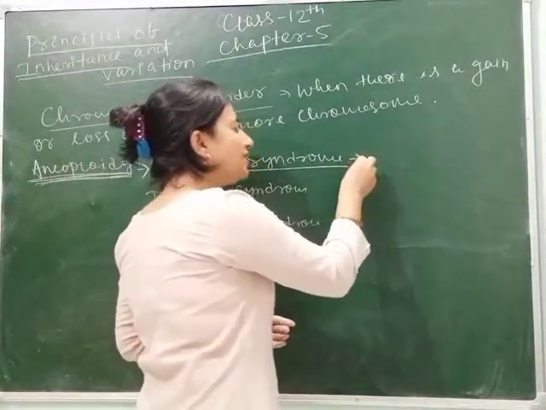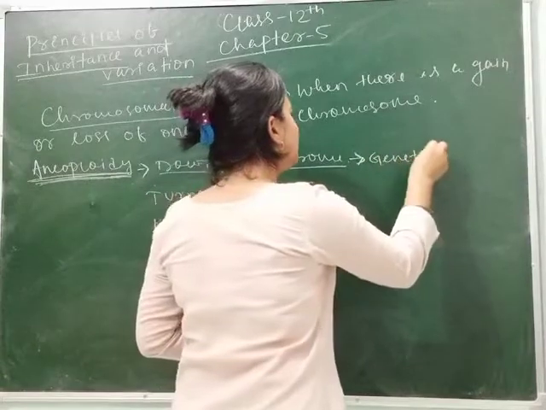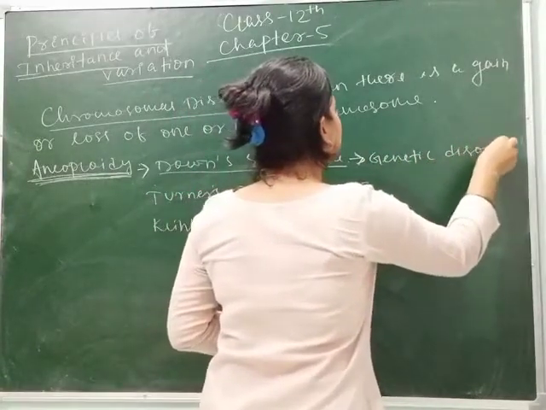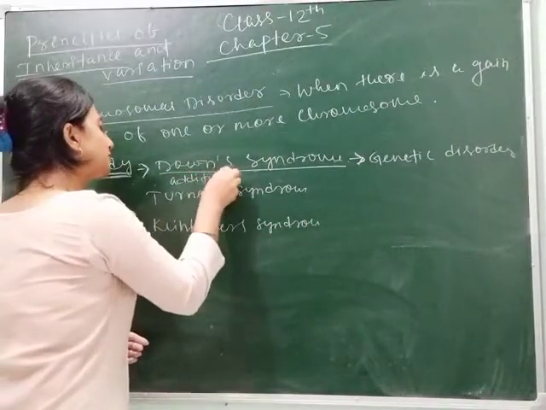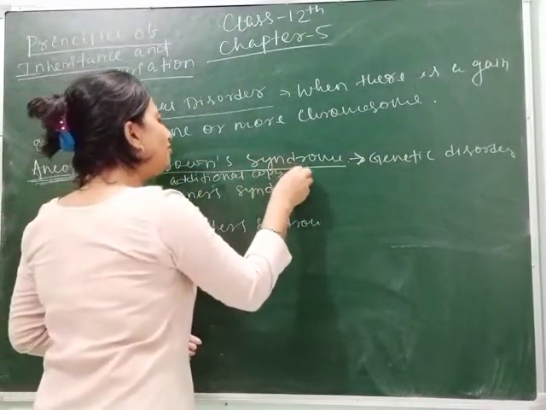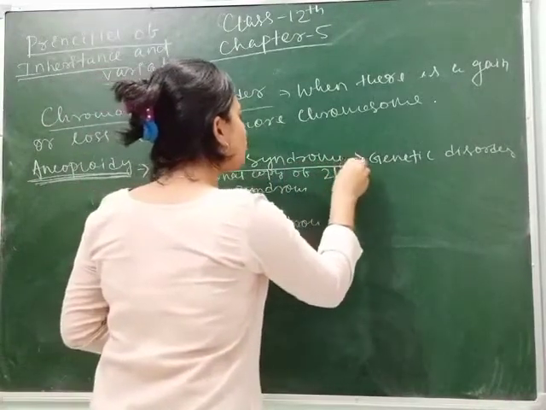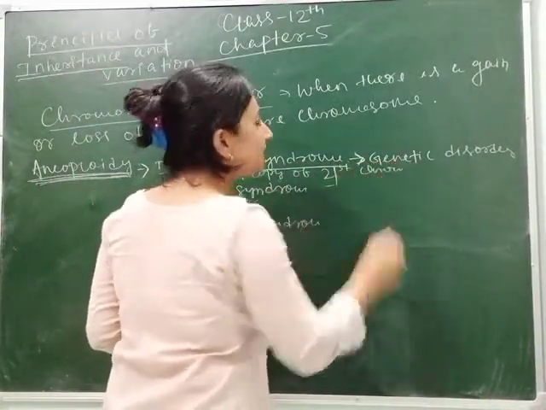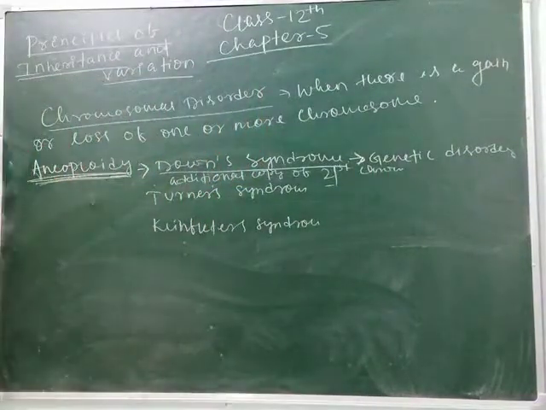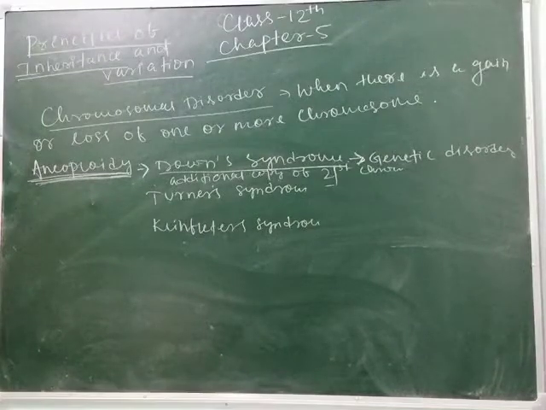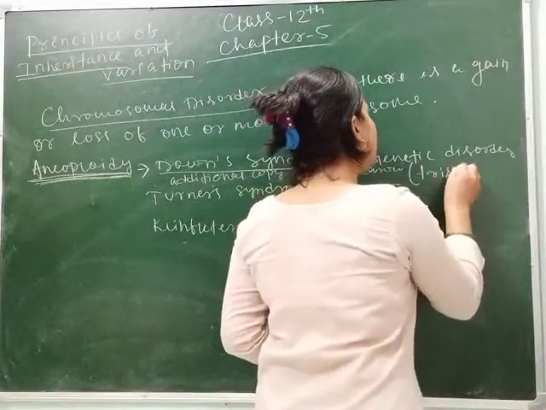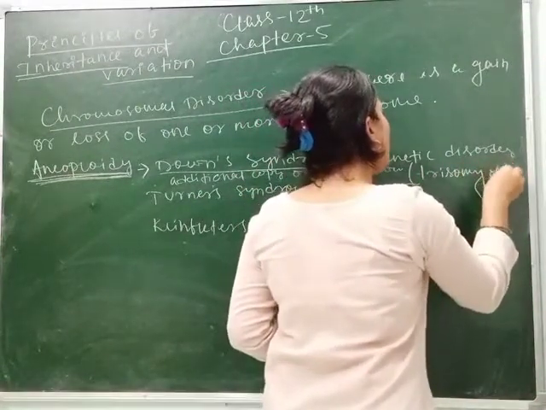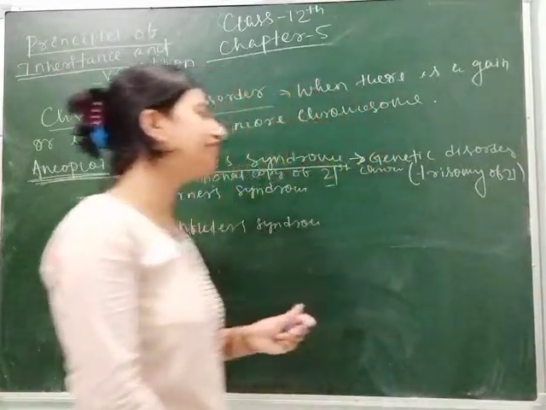Clear, students? This is a genetic disorder, and in this case there is an additional copy number of the 21st chromosome, meaning the 21st chromosome gets doubled, an additional copy is formed, and due to which it is called trisomy of 21. We can say this trisomy of 21 or 21st chromosome.